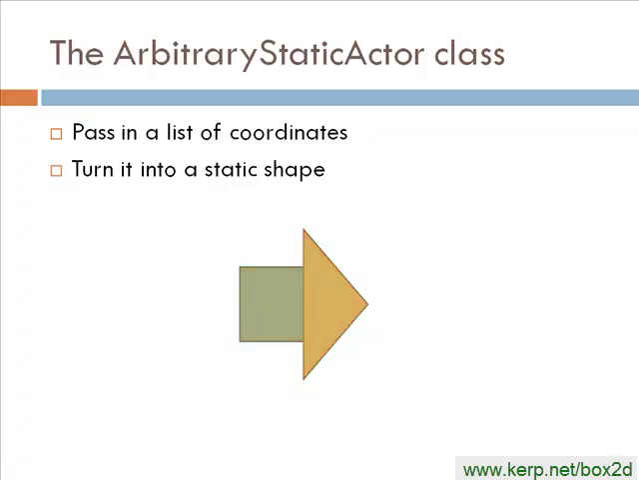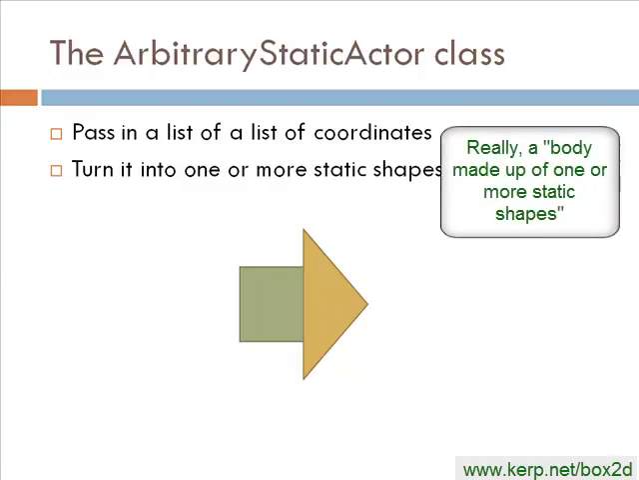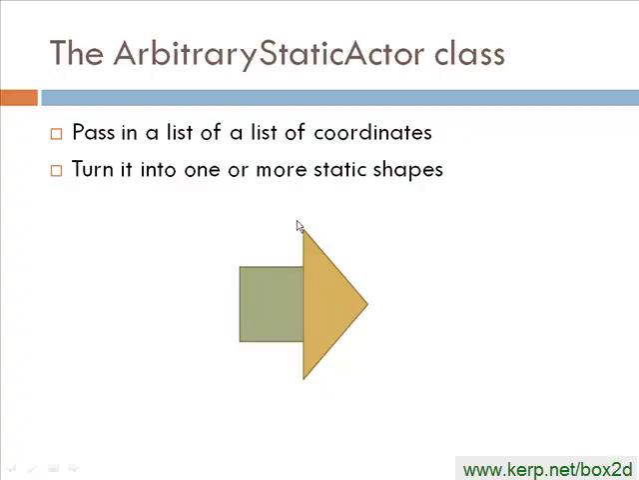2 different shapes. So maybe for our arbitrary static actor class, instead of just passing one list of coordinates, we can pass a list of coordinates, and that will then turn it into 1 or more static shapes. So basically, I could create one list of coordinates that would define this rectangle, and a second list of coordinates that would define this triangle, all into the same actor class, and that would then create my little static arrow. I don't know if that was too confusing, but hopefully when we see it in practice, it will become a little less confusing. Although, I will admit, this is kind of a complicated class.